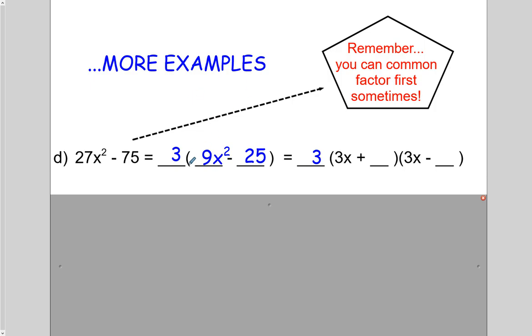Sometimes we need to do our common factoring first, right? So if I looked at 27x squared minus 75, I can't do difference of squares, but the first thing I should always be looking for is, can I common factor something out? And I can common factor out a 3. So I divided both those terms by 3 and I end up with 3 times 9x squared minus 25. So I can take the square root of 9x squared, that's 3x, and I can take the square root of 25, that's 5. And now we factored it by common factoring out first, and then doing our difference of squares.